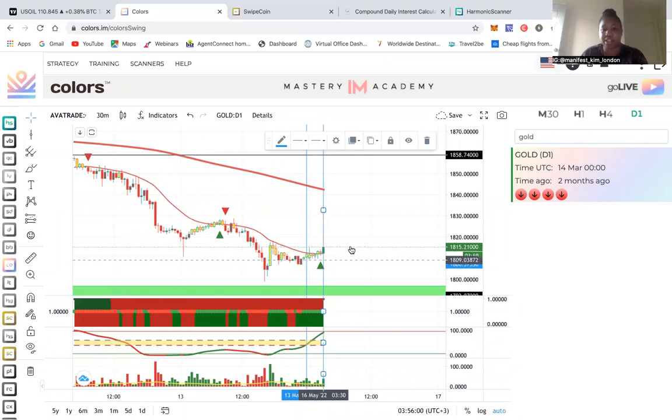This is where you would have entered on your 30-minute chart. And then go back to your day chart now, set your stop loss, and you take profits.